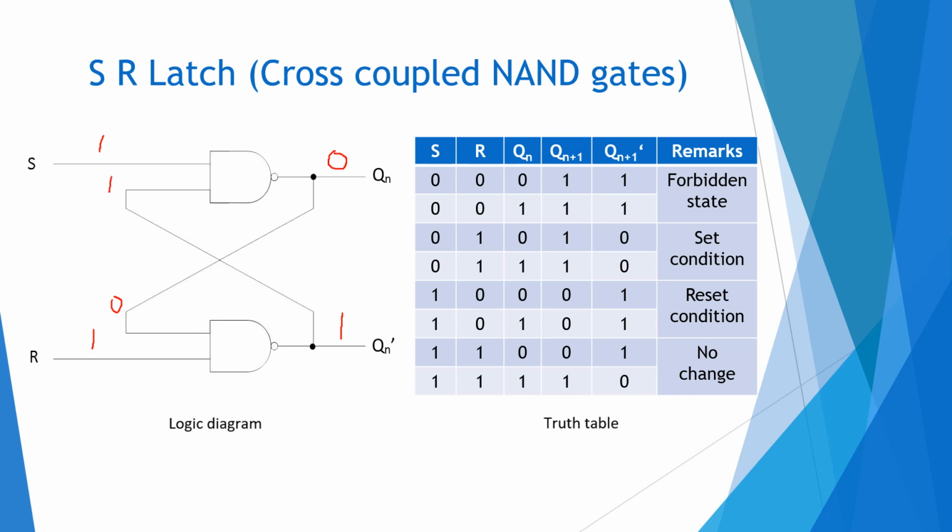So 1 1, the value is 0, and here it is 0 1, so it is equal to 1. So there is no change in the output of the flip-flop, the output of the latch. So there is no change. So in this condition, 1 and 1, Qn equal to 0, Qn+1 is equal to 0, and Qn+1 bar equal to 1. So they are complementary. So Qn+1 is 1. There is no change. Again, we can see one more condition. We can check that also.